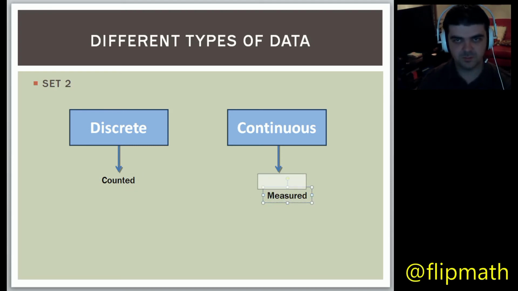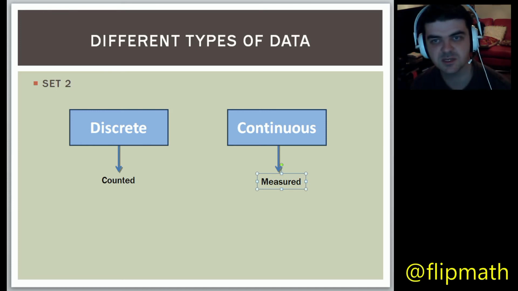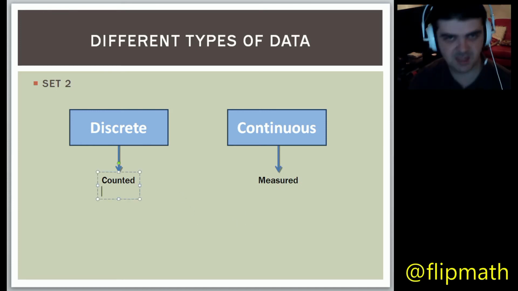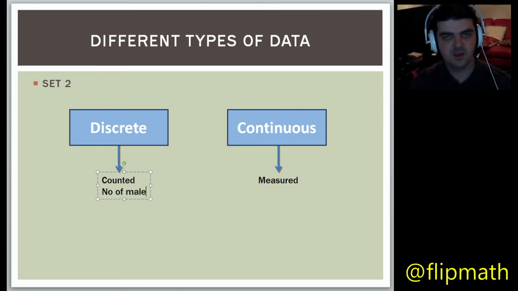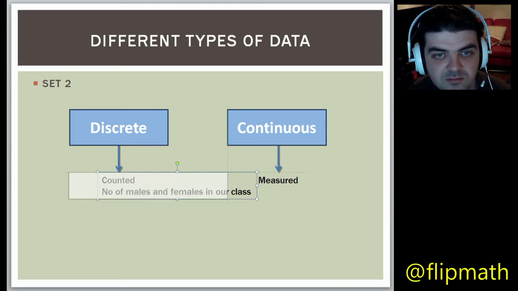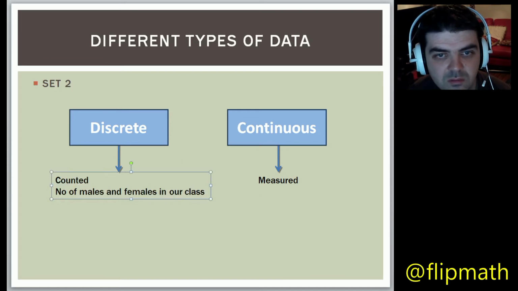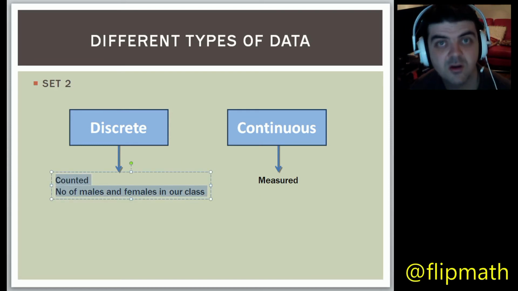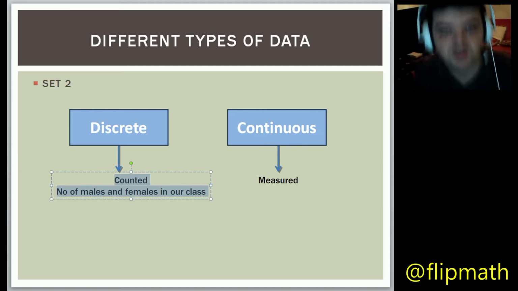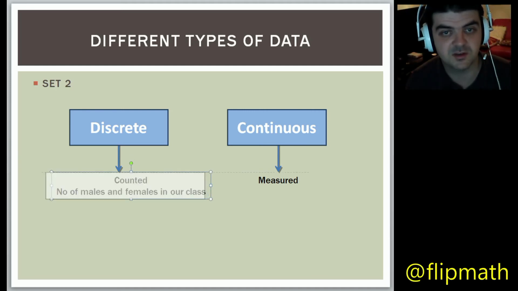Now, we'll do some exercises in class to make sure people don't get confused about it, but an example would be if I was trying to work out how many males and how many females are in our class. So all I would have to do is count how many there are. There'd be so many males and so many females. And that's how I would do it. That would be discrete data.